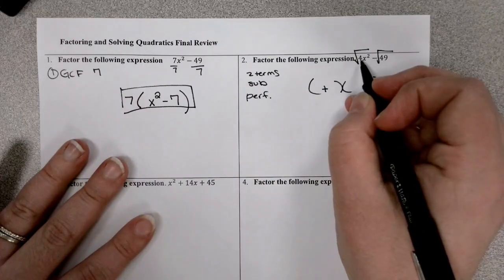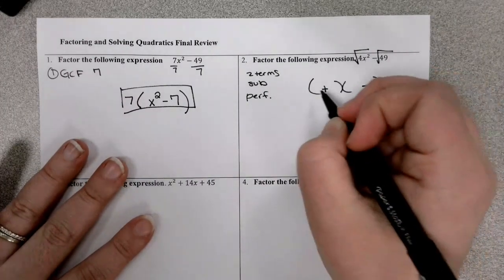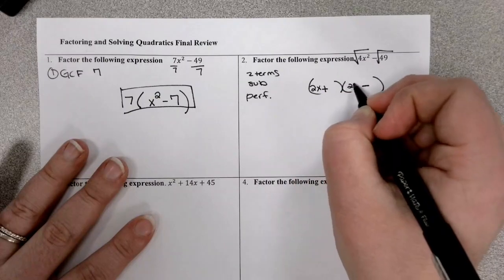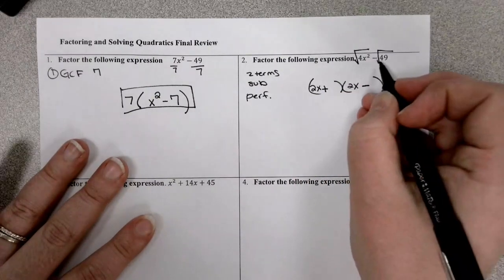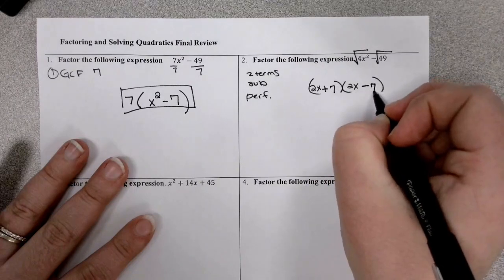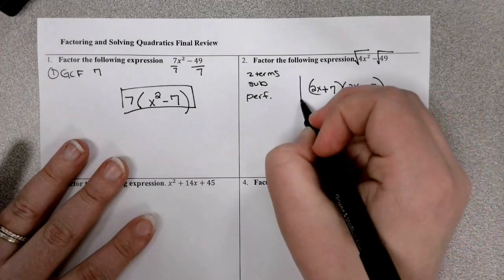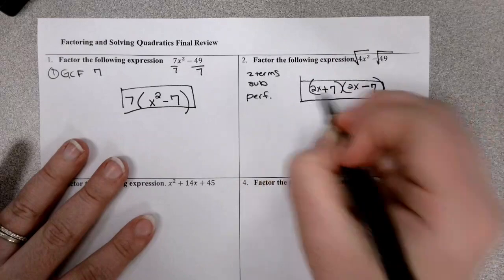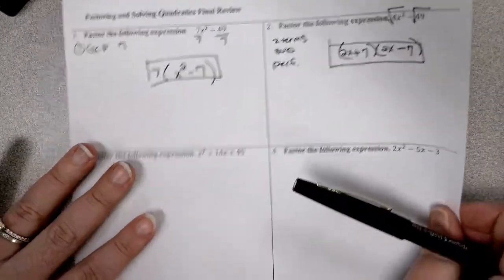Square root of 4 is 2. Square root of x squared is x. So 2x goes in the first, 2x goes in the second. Square root of 49 is just 7, 7. That is your factored form.